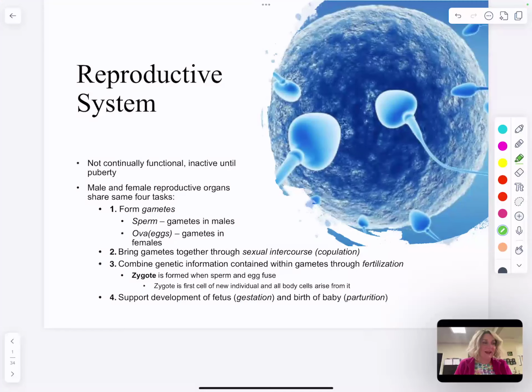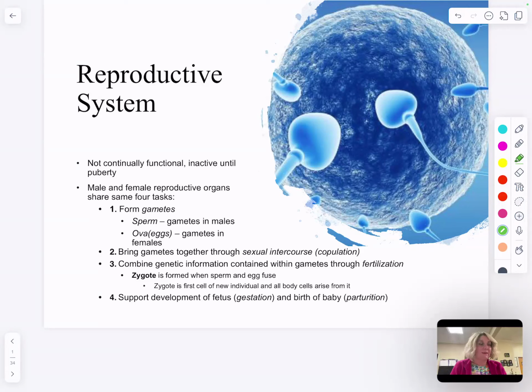All right. So we're on the reproductive system. And what's interesting is that there's a lot of the same stuff that goes on between men and women, believe it or not. Although we're so different from each other, there's still a lot that happens together. One of the things is that in both men and women, both reproductive systems are on standby until puberty. They're inactive.